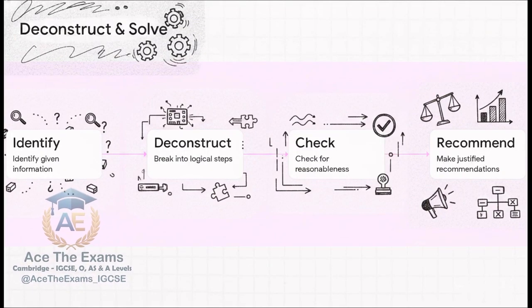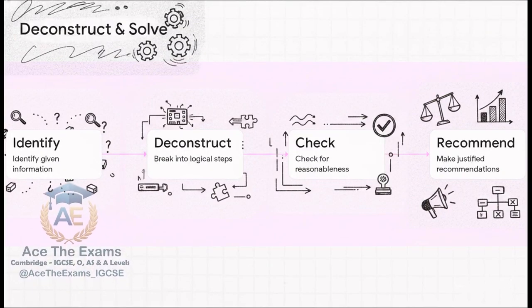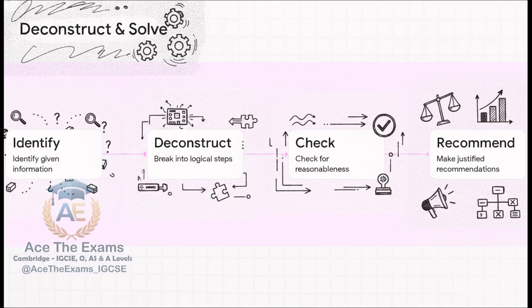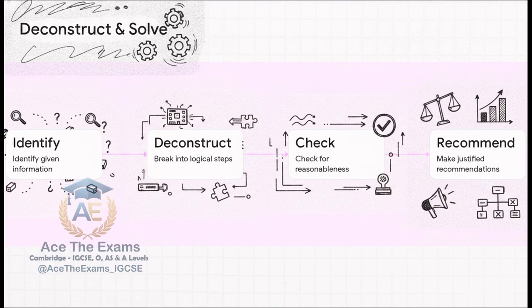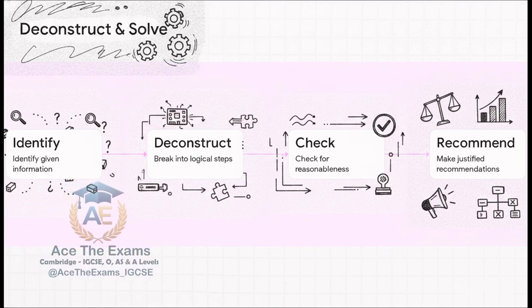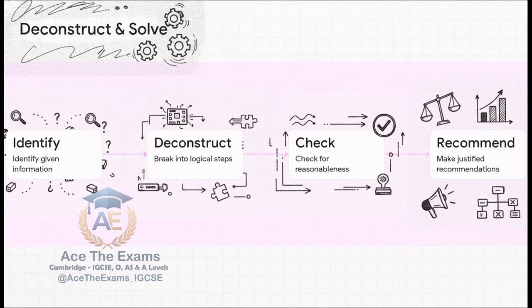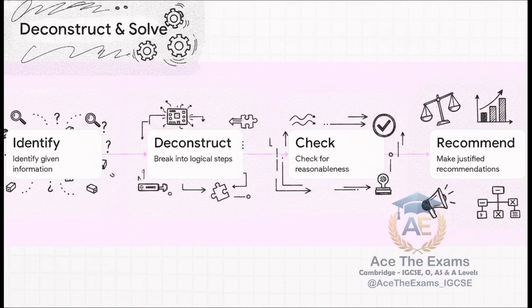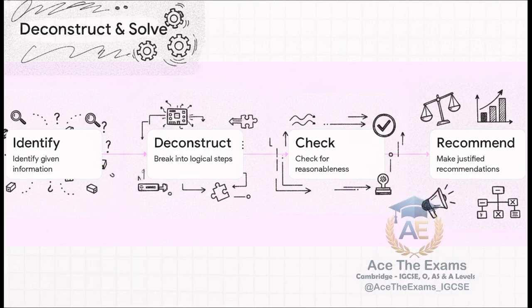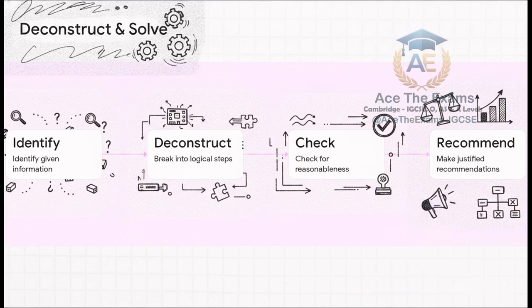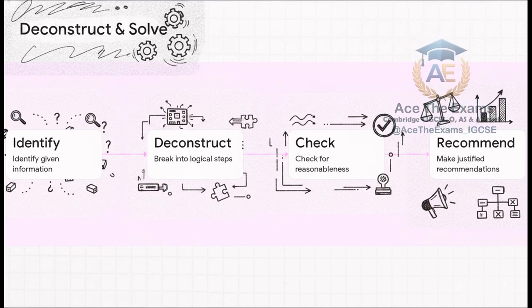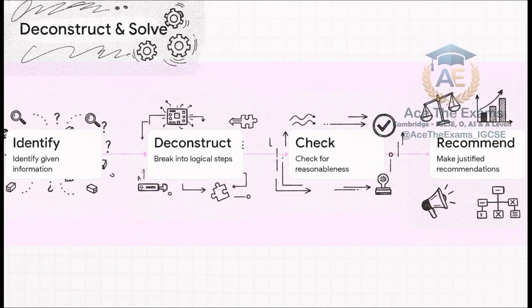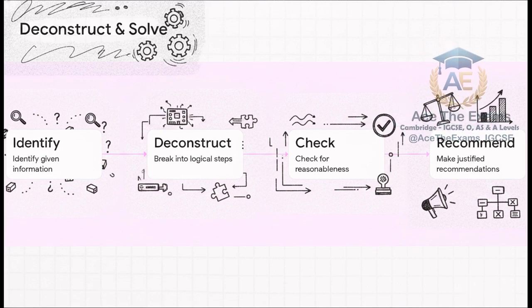So, how do you actually reach that elite evaluative level? You use the deconstruct, solve, evaluate framework. Whenever you face a complex problem, first, systematically identify the given info. Second, break the problem down into logical steps. Third, and this is crucial, as you write your answer, constantly check for reasonableness. Like, does this software solution actually make financial sense for this specific company's budget? Does it fit their infrastructure? And fourth, make justified recommendations. That word, justified, is literally everything.